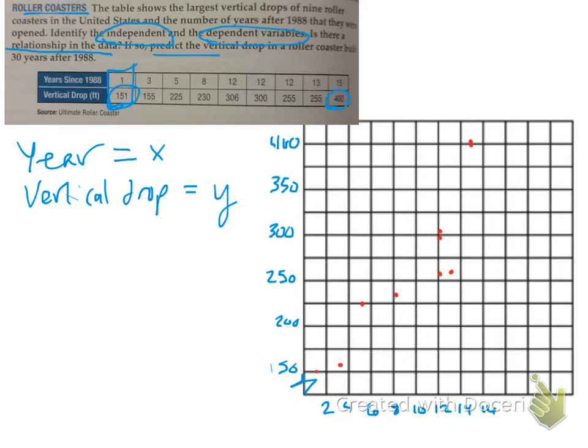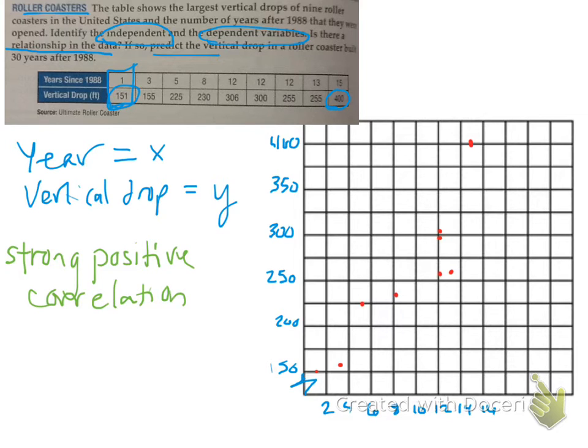All right, so you can see by all those points that we definitely have a positive correlation, meaning that the years since 1988, as they increase, the vertical drop on roller coasters increases. So there's definitely a relationship in the data, and the relationship would be a strong positive correlation.